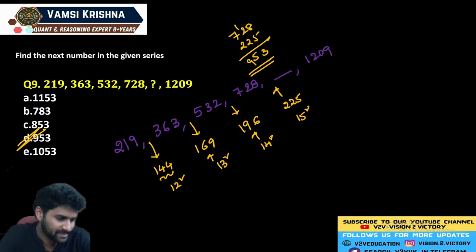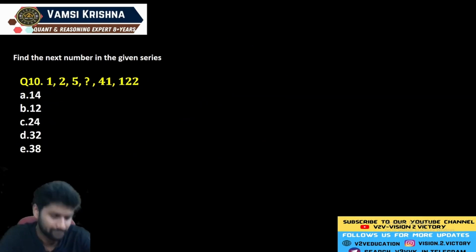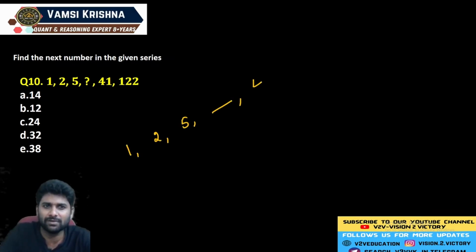It's very good. It's 953. Next one. 125. What is the missing number? 41 and 122.